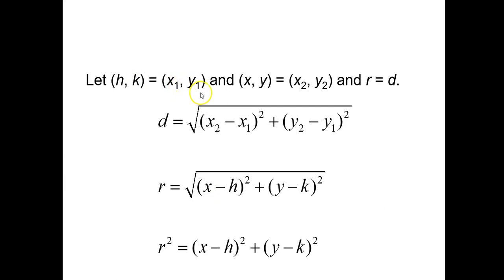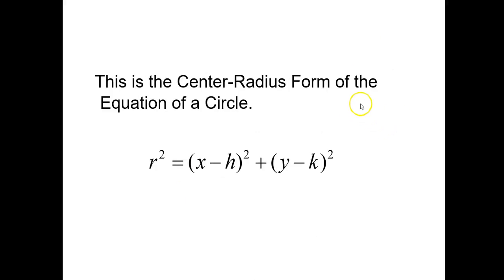All right, so let x1, y1 in the distance formula be replaced with h, k, the center of the circle, and let x2, y2 in the distance formula be replaced with x, y, any old point on the circle. And let the d for distance be replaced with r for radius. So you make those substitutions and you get to here, and then you square both sides and that gets rid of the square root. And now you've got something called the center radius form of the equation of a circle. The h and k make up your center, the r makes up your radius. Okay, so this is the center radius form of the equation of a circle.